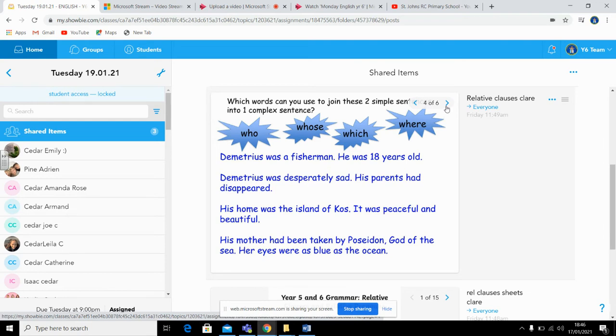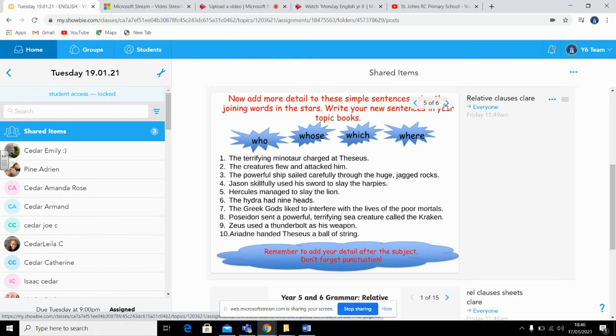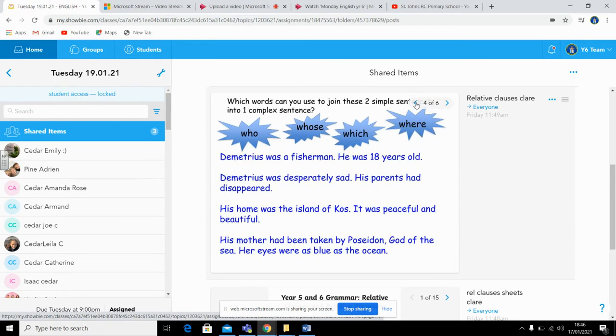So hopefully you've unpaused now and you can have a look at how you could have done that. So you might have said, Demetrius, who was 18 years old, was a fisherman. Demetrius, whose parents had disappeared, was desperately sad. His home was the island of Kos. It was beautiful and peaceful, could become his home, which was beautiful and peaceful, was the island of Kos. And his mother had been taken by Poseidon, god of the sea. Her eyes were as blue as the ocean, could become his mother, comma, whose eyes were as blue as the ocean, comma, had been taken by Poseidon, god of the sea. Give yourself a check, see if that's what you did. Okay, well done. And let's move on.